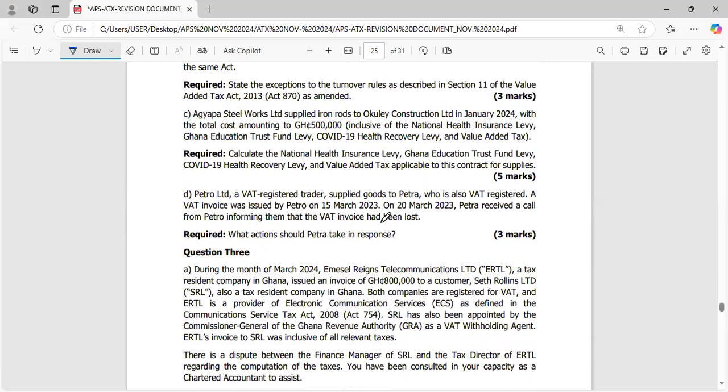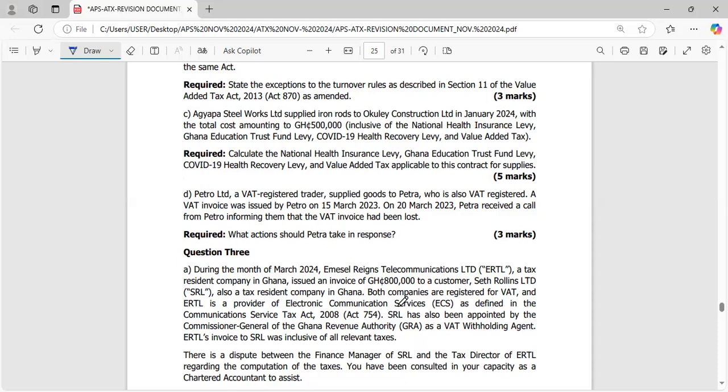So in case you lost your VAT invoice, just call the person you bought the goods from and inform them that you've lost the VAT invoice. Then the duplicate is there. The duplicate will be issued to you. Then you take the duplicate, and you can use that to claim your input tax deduction. So that's one rule on deductibility of input VAT.